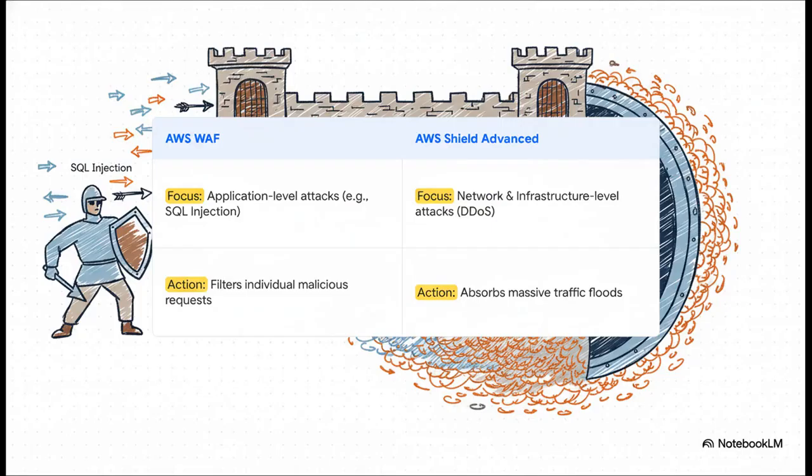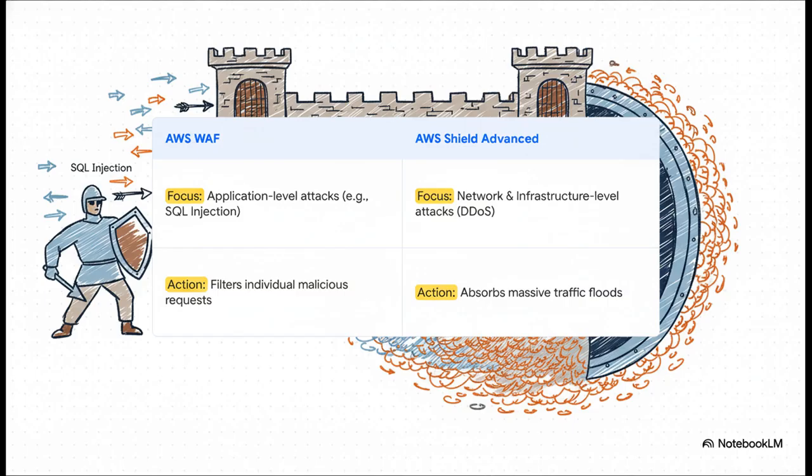Now, this is a super common point of confusion, so let's just nail this down right now. Think of it like this. WAF is the smart surgical tool. It looks inside the requests for things like SQL injection. Shield Advanced is the brute force defense. It's the heavy shield that stands in front of everything and just absorbs those massive traffic floods.